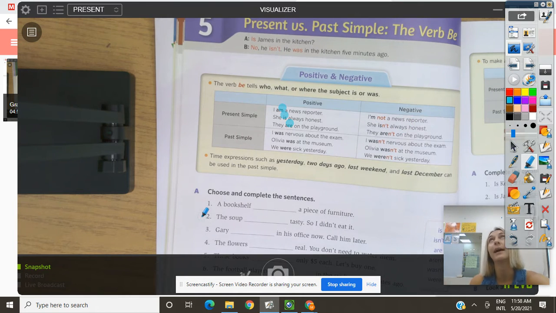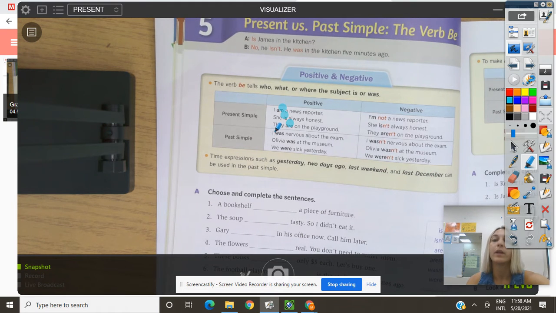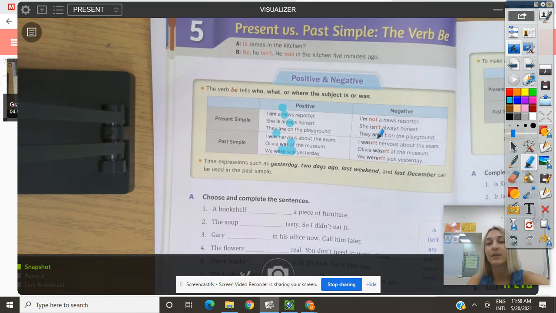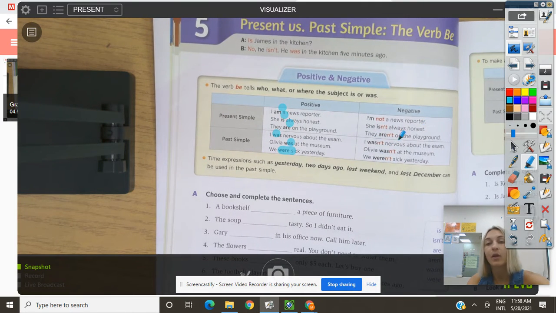Now, if we jump to the past, things that happened yesterday, 2 days ago, last weekend, and last December, we use was if we're talking about I, or he, she, it, or a name. If we're talking about we, you, or they, we use were. Same thing, if it's negative, we just need to add not. We can make that contraction with the n apostrophe t.